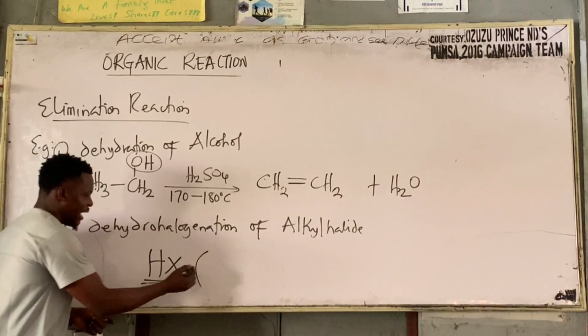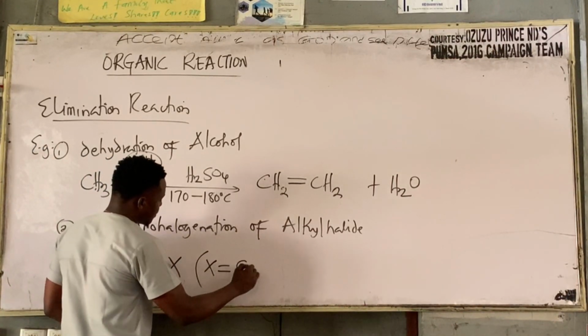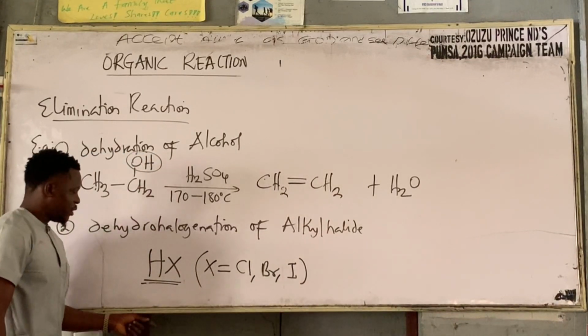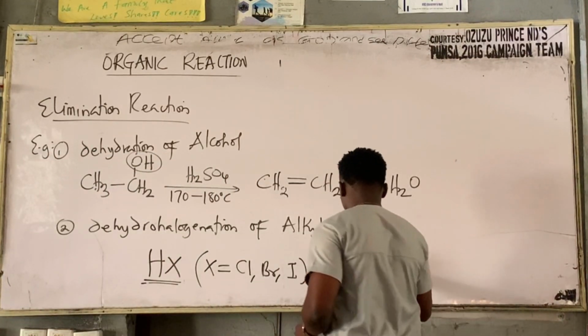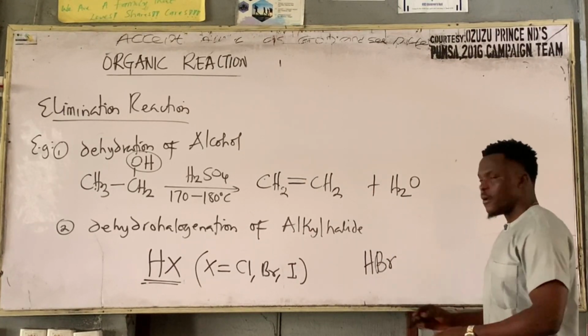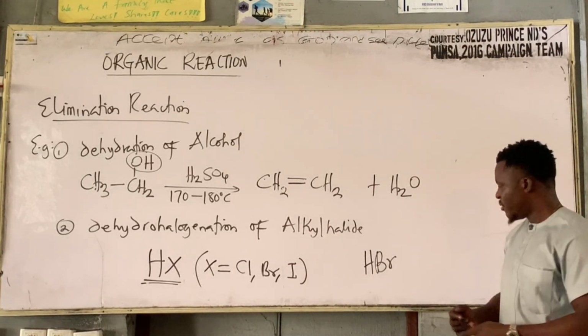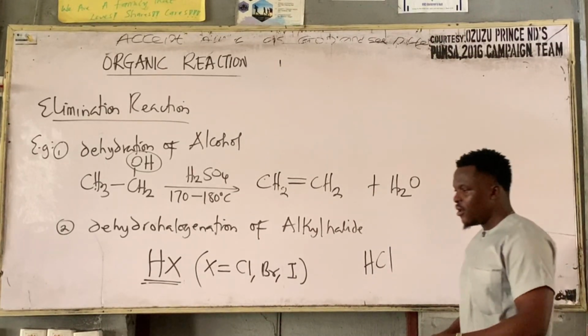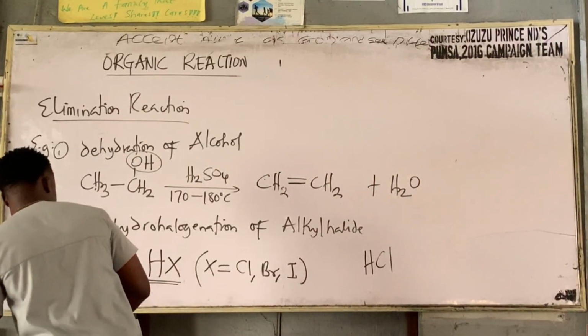Now, the halide, this X, can be Cl, can be Br, it can be what? I. So if I put Br, this becomes HBr. If I put Cl, this becomes what? HCl. Alright, so let's look at this example.